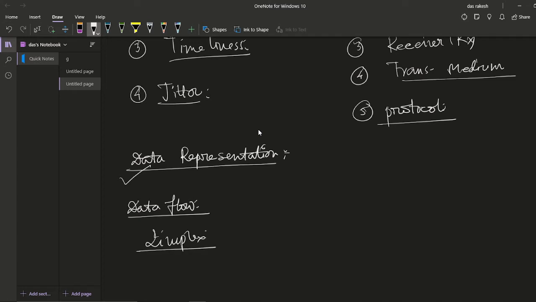So in simplex mode, the transmitter and receiver are placed here. In simplex mode, communication is possible in only one direction. This is the direction of data. That's why it is known as simplex communication.